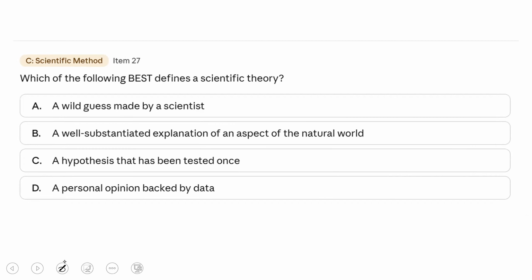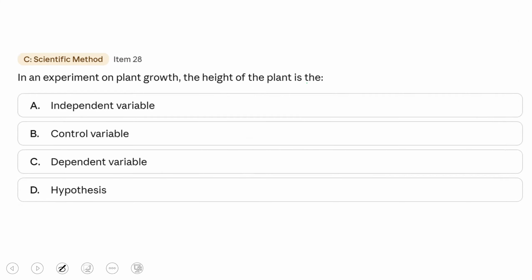And then number 27, which of the following best defines a scientific theory? What's your answer here? Scientific theory. So that would be letter B, which is a substantiated explanation of an aspect of the natural world. Okay. Next, in an experiment on plant growth, the height of the plant, is it A, B, C, or D? And that would be dependent variable, letter C.